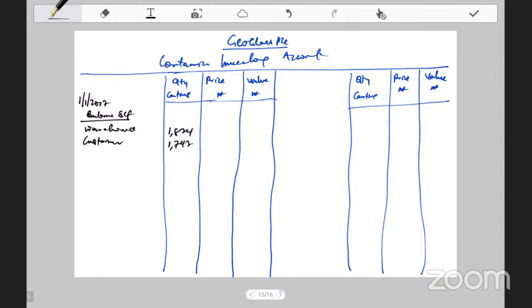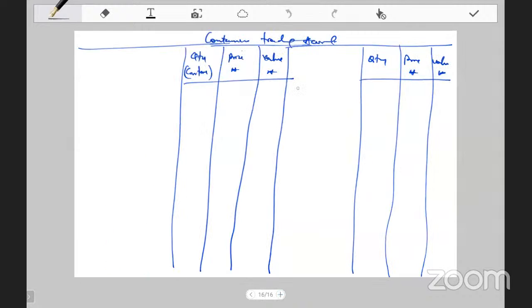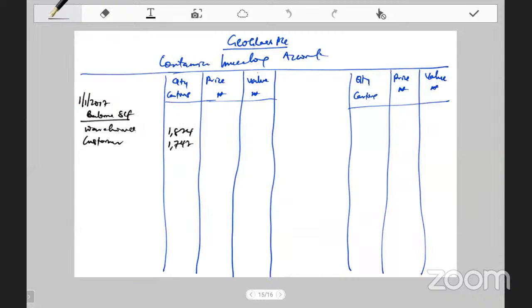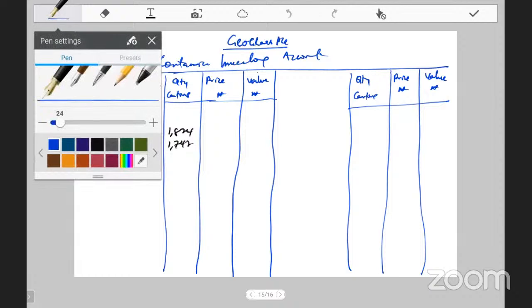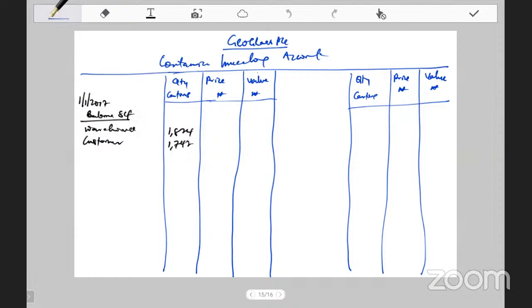Immediately I have that, I quickly go to the customer's record. 1st January 2017. Balance brought forward. How much is in the hands of the customer? 1,742. So that was the first information. Any question? Do we get that? Yes, sir. Okay, let's go to read the next one.